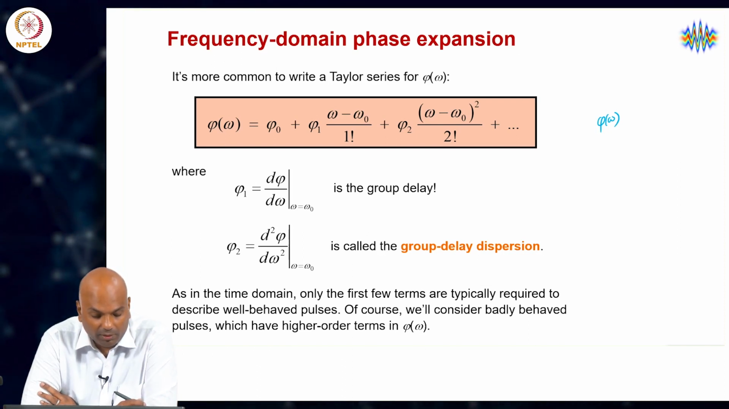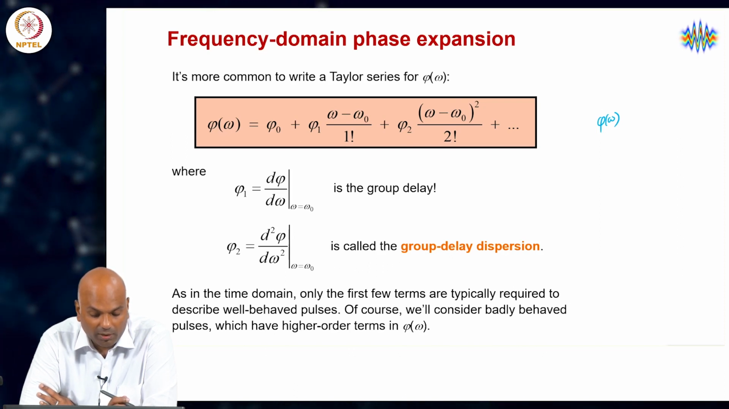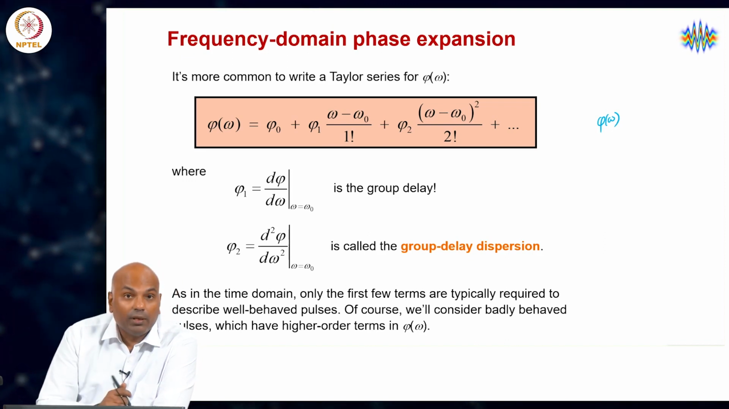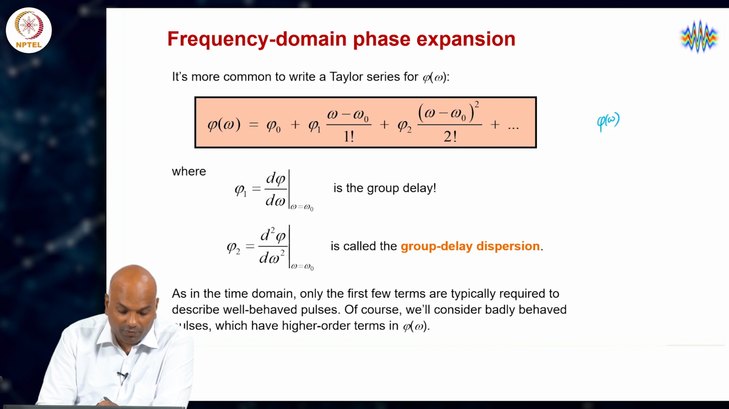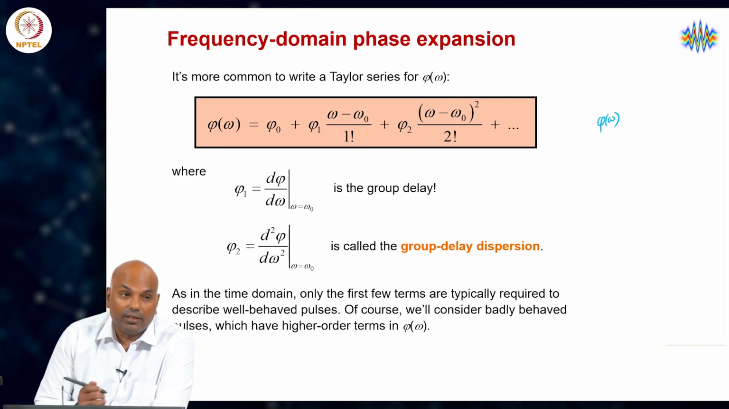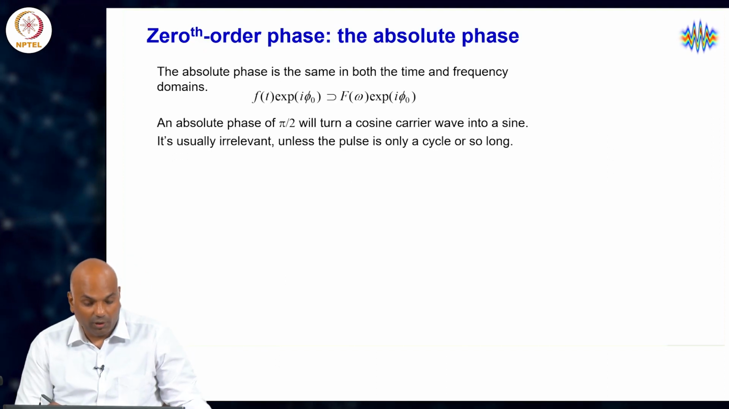Phi 1, which is d phi by d omega at omega naught, is the group delay. Phi 2, which is the second derivative of the spectral phase function, d squared phi by d omega squared, calculated at the central frequency omega naught, is the group delay dispersion. We saw what that means.